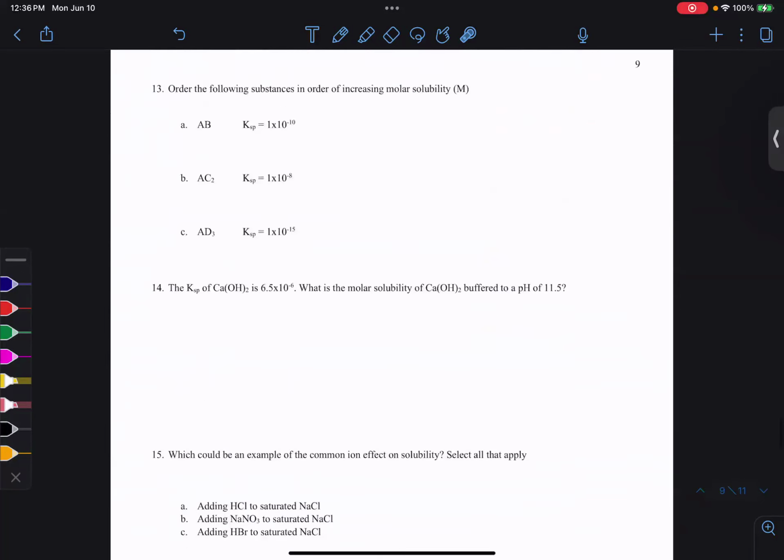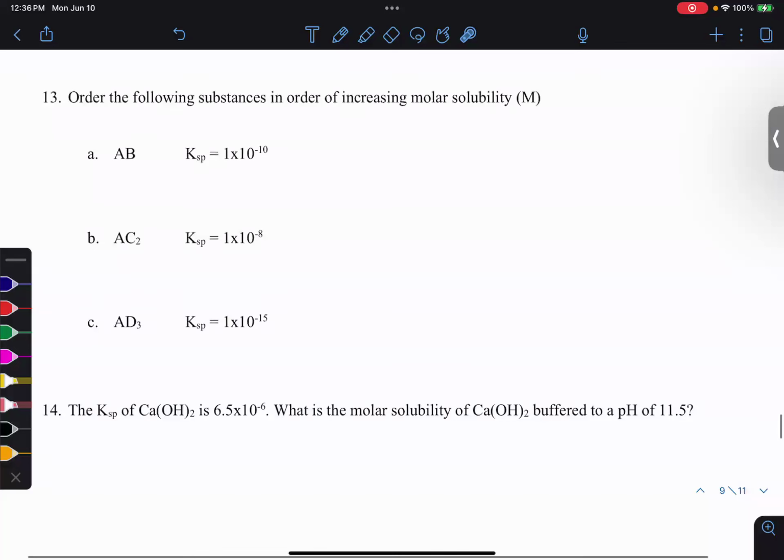Okay, so we also talked about Ksp in terms of molar solubility and dissolving stuff in water, right? It's why some things are more soluble in water than others. It's because they have different Ksp values. So let's order these substances in order of increasing molar solubility. So this is X. Molar solubility is X in your ICE table when you do a Ksp expression. This is in the unit of molarity.